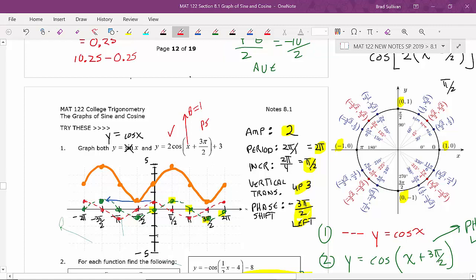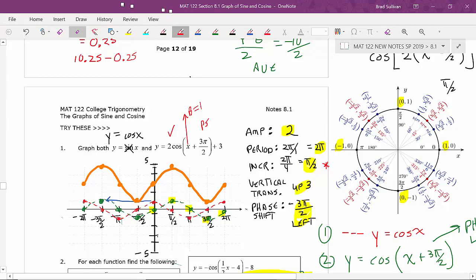So the way to start this then is, since my increment is pi over 2, I just counted out pi over 2, pi, 3 pi over 2, and so forth on the x-axis. Okay, and then the y-axis, since we have an amplitude of 2 and we're moving everything up 3, well, 2 plus 3 is 5, so that maximum is going to be 5, like that.